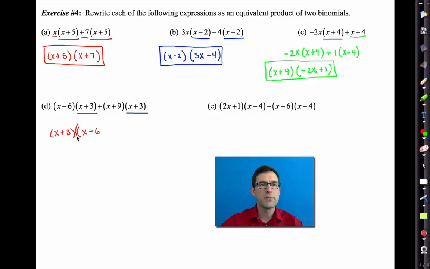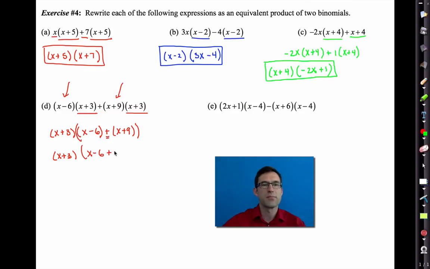And actually, let me be good about this. Sometimes I have the urge to skip steps, and I shouldn't. Right? Because really, technically speaking, I'm multiplying that x plus 3 by an x minus 6 and by an x plus 9. Now, because it's pretty much all addition going on inside of here, and by addition I mean that one, I can actually remove the parentheses, x minus 6 plus x plus 9.